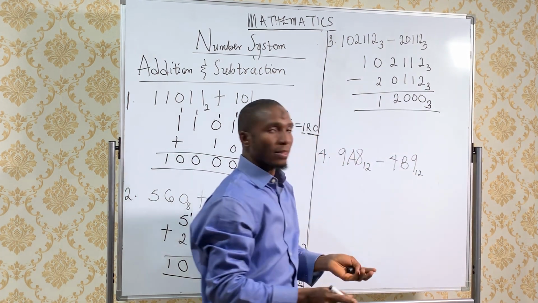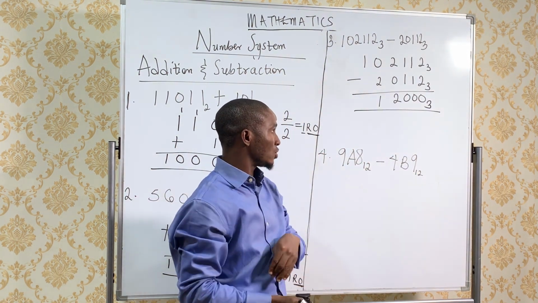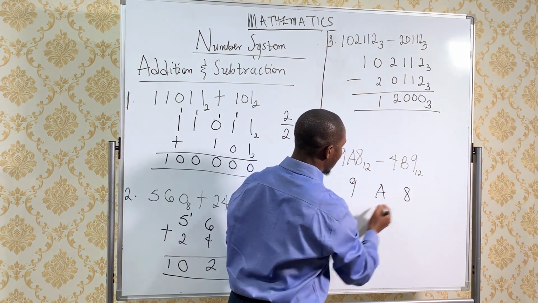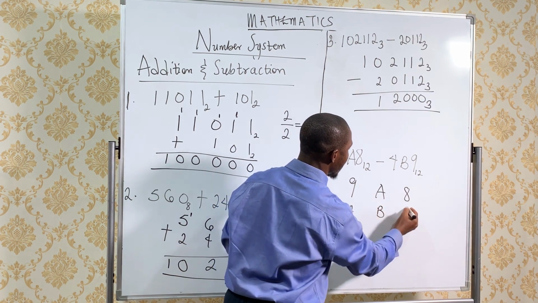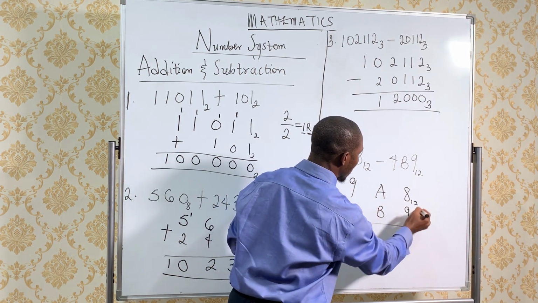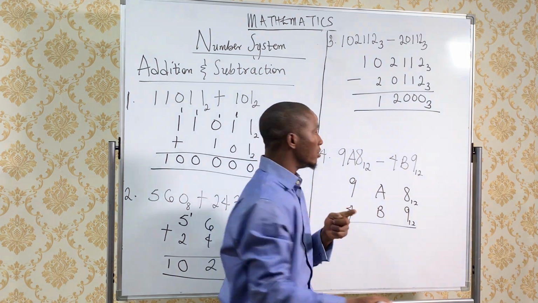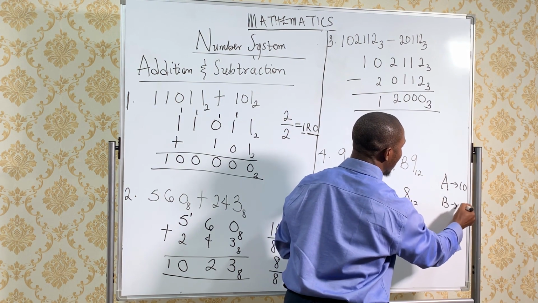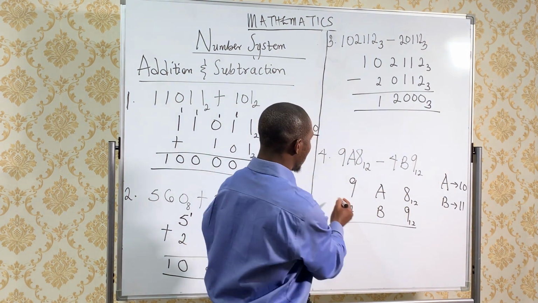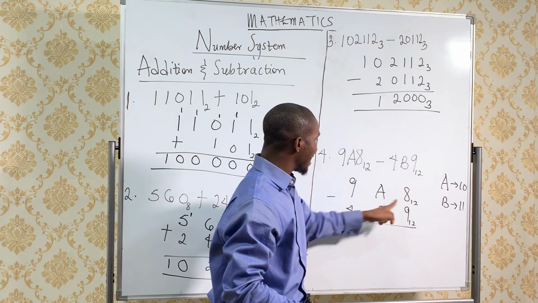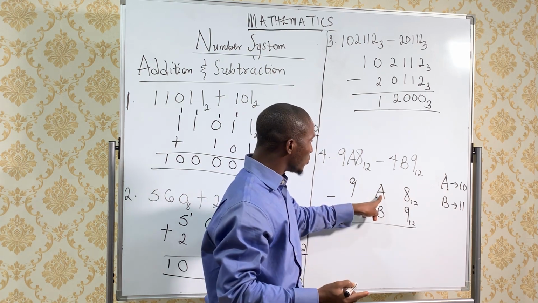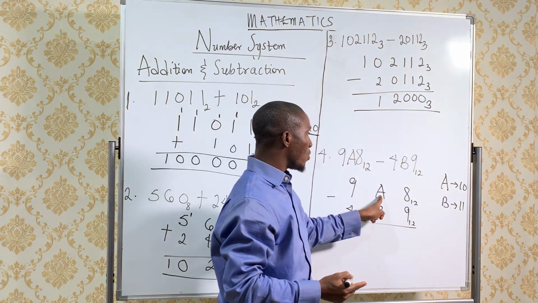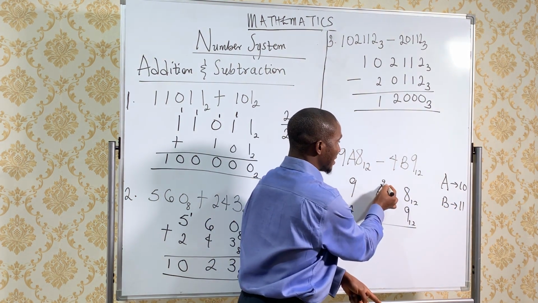Finally, let's look at this last question, also subtraction. You have 9A84B9 in base 12. Since you're dealing with base 12, recall that your A actually means 10 and your B actually means 11. So let's be careful, then we subtract. Now, 8 minus 9 is not possible, so you need to borrow 1 from the A. A operates like 10. If you borrow 1 from 10, you're going to be left with 9.